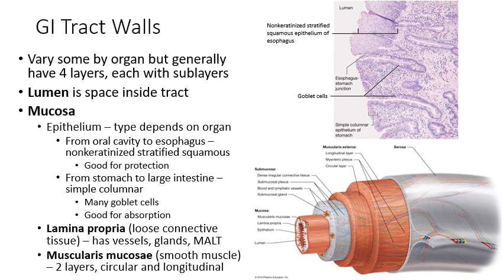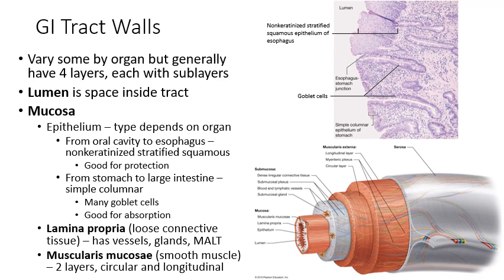First, we'll go over the walls of the organs of the GI tract because they all have really similar layers in their walls. So they all basically have the same scheme, and then there may be some differences or some modifications to the basic scheme for different organs, but the basic format would be there.